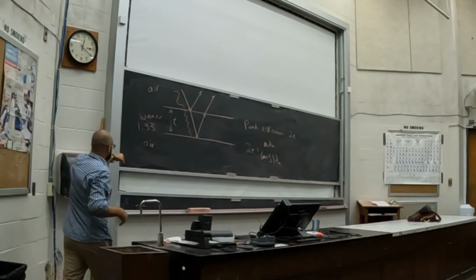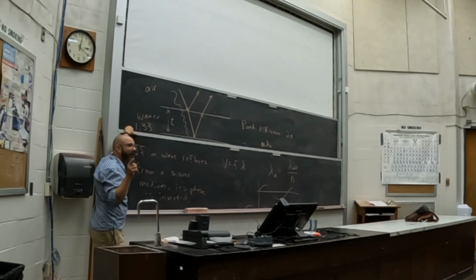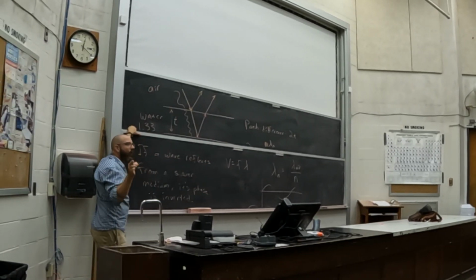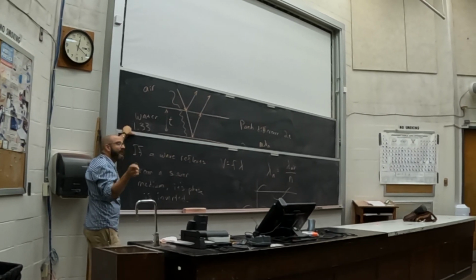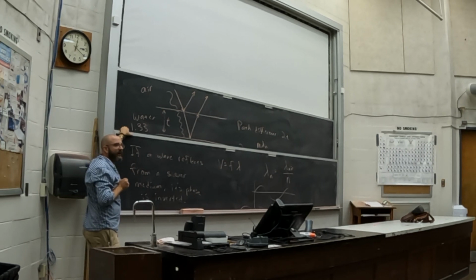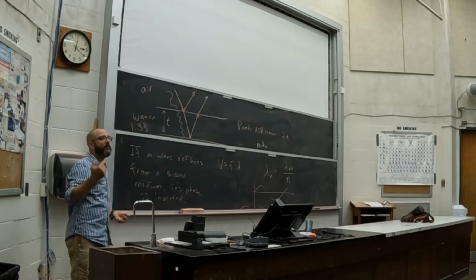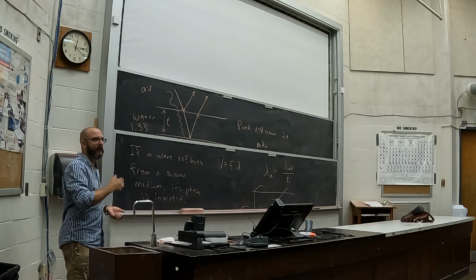So here's how you do it. If a wave reflects from a slower medium, what does that mean in terms of the index of refraction? Remember, the higher the index of refraction, the slower the wave speed. So if it reflects off something with a higher index of refraction than the medium in which it was propagating to begin with, it flips the phase.